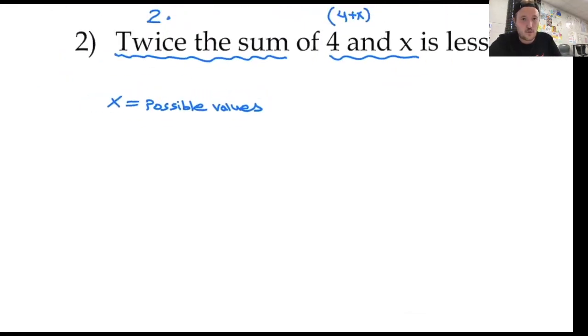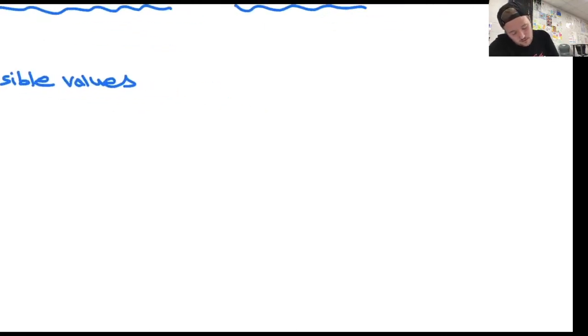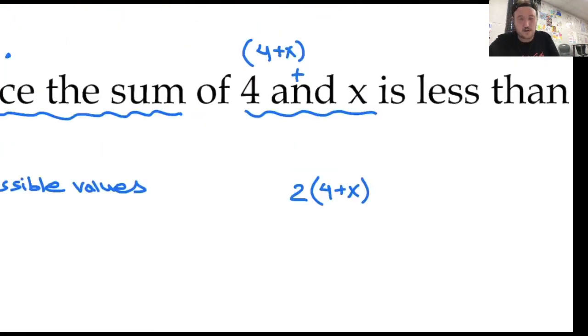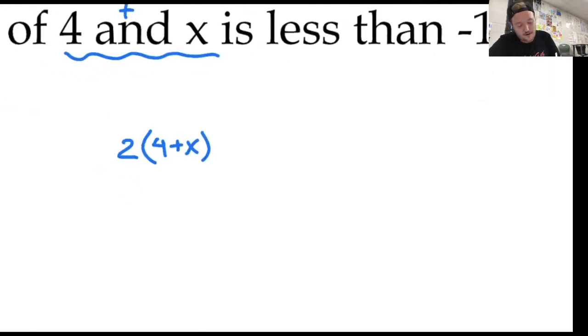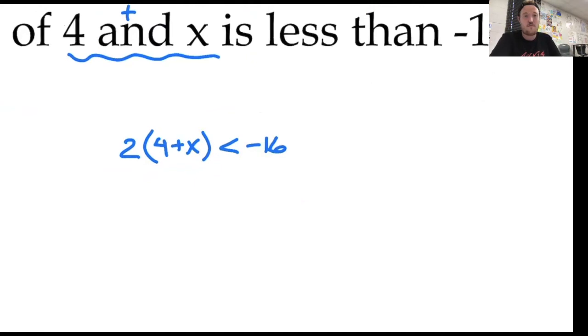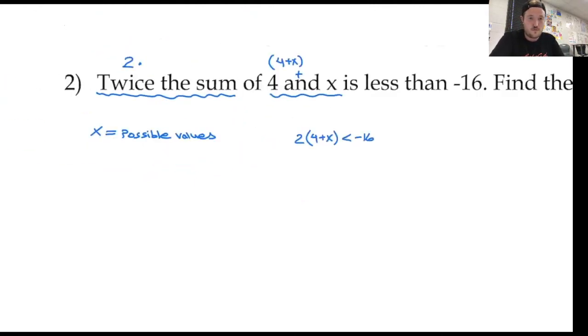So I have twice the sum of 4 and x. So twice the sum of 4 and x. So 4 and x, that's the same thing as saying addition. And it is less than negative 16. I didn't say anywhere in that problem that it could be equal to it, so you don't put the equal sign. So that was step 2.